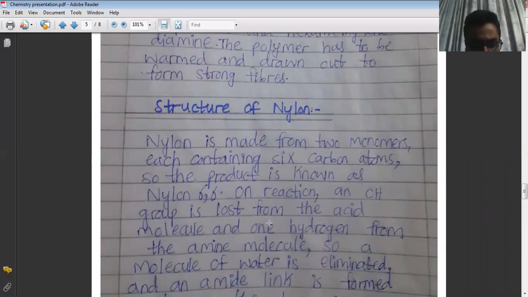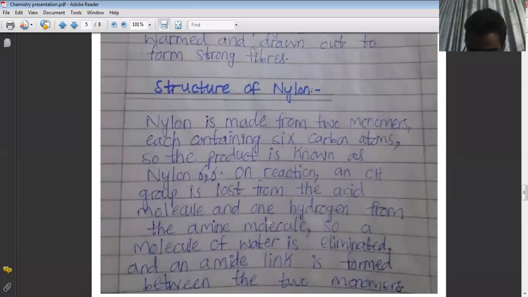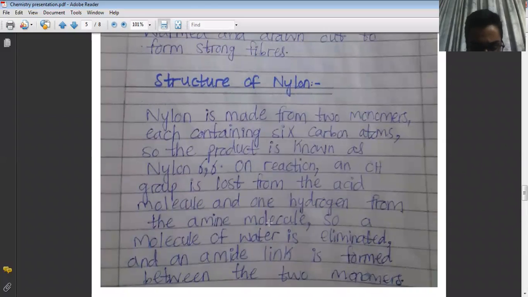Then comes the structure of nylon. Nylon is made from two monomers, each containing six carbon atoms. So the product is known as nylon 6,6. On reaction, an OH group is lost from the acid molecule and one hydrogen from the amine molecule. So a molecule of water is eliminated and an amide link is formed between the two monomers.